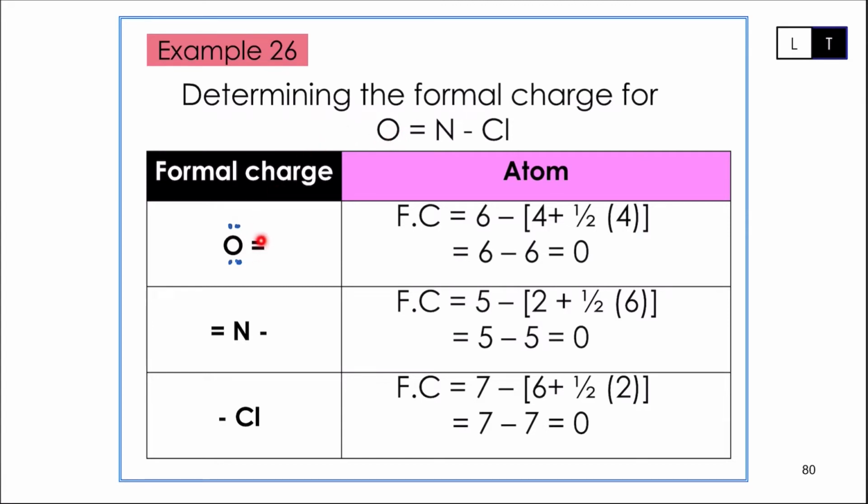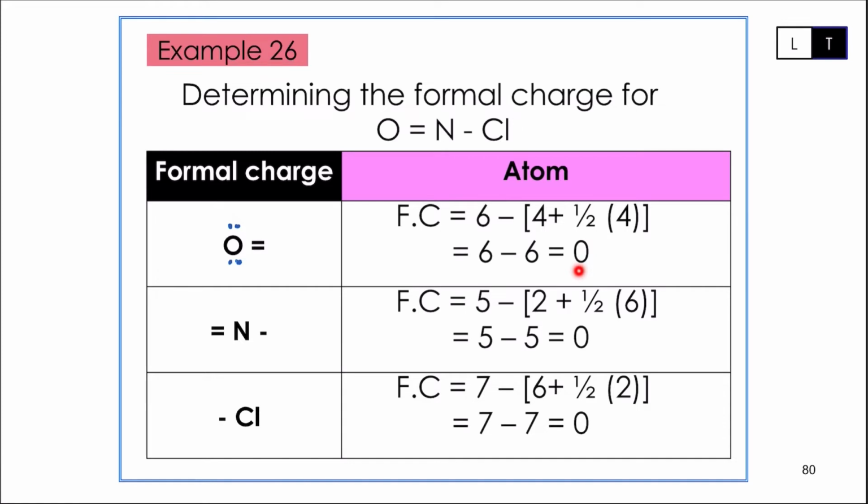To achieve the octet configuration, dia mesti ada 8 elektron. So that's why dia ada 2 lone pairs tapi dia tak tunjuk. When we want to calculate the formal charge for oxygen here, kita ada 6 valence electrons minus with 4 non-bonding pair electrons, iaitu lone pair kita ada 4. Okay, 4 dots. Plus 1/2 times 4 bonding pairs electron. Bonding pair kita ada 2 dan setiap satu ada 2 elektron. So that's why ada 4. So when you calculate, 6 minus 6 equals to 0.